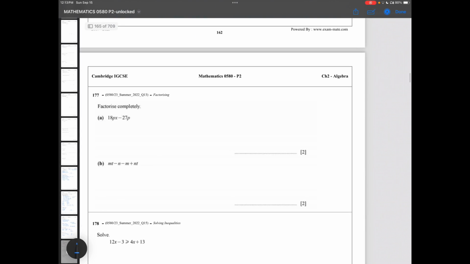Now question number 177 says factorize 18px minus 27p. So we can take the common over here, that's 9p. I'm left with 2x minus 3. So this has been factorized now. We don't need to do anything else over here. So 9p into 2x minus 3.